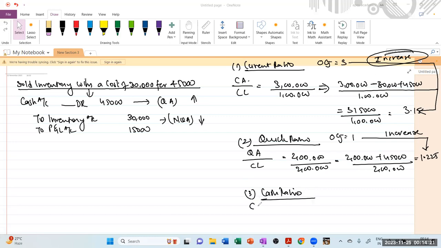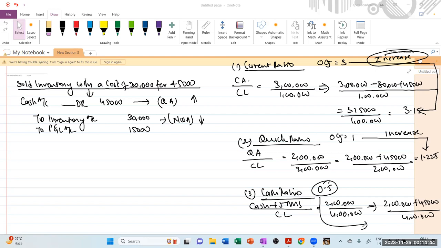Third, cash ratio. What is the formula? They are saying it is 0.5. So I'll take like this. Now what will it be? So it will be 245 divided by 400. What is the answer? This is a decrease. Oh, sorry. Increase. All three have increased. Am I clear about this? Screenshot. Quickly screenshot. Taken. Next.